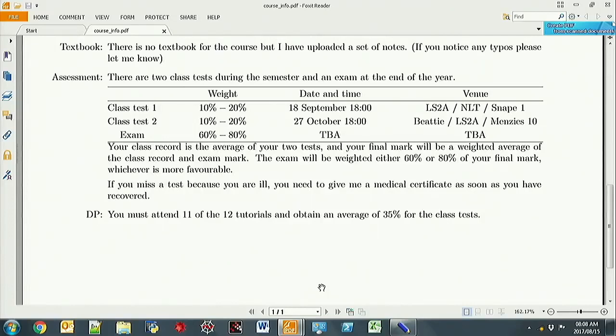If you did better in the class tests than you did in the final exam, then the exam will only count for 60% and the class record counts for 40%. But whatever you do, the exam is going to be a fairly large contribution. You can't get away from that, so you're going to need to perform in the exam to pass the course. But you really shouldn't be worried about that.